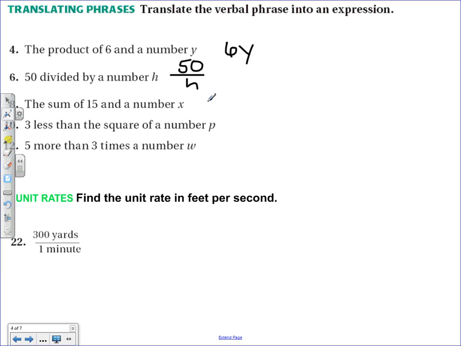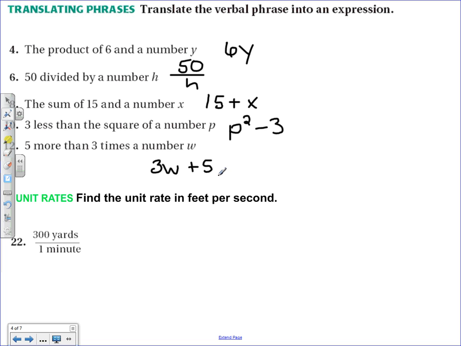The sum of 15 and a number x. 15, sum means to add. x is our unknown. 3 less than the square of a number p. So I'm going to square p. Square means the second power. 3 less would mean I'm going to subtract 3. Number 12, 5 more than 3 times a number w. 3 times a number w. 5 more would mean adding 5.